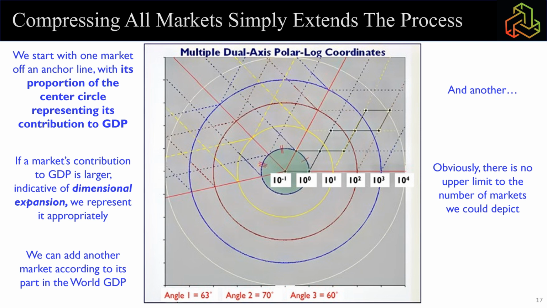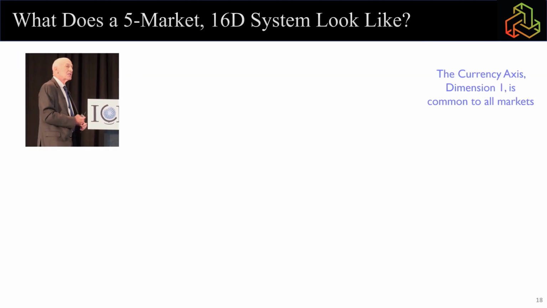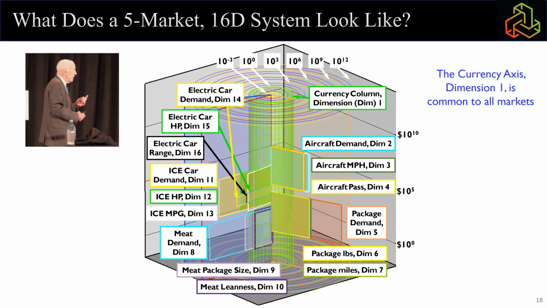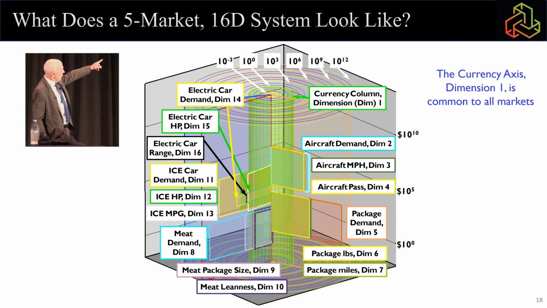So what can we do with that? Well, I'm going to show you the model here of 16D, and then we'll explain it in detail a little bit later. So what does a 5-market, 16-dimensional system look like? Well, it looks a little bit like this. These are real data points collected a few years ago. So dimension 1 is the currency axis, up and down.